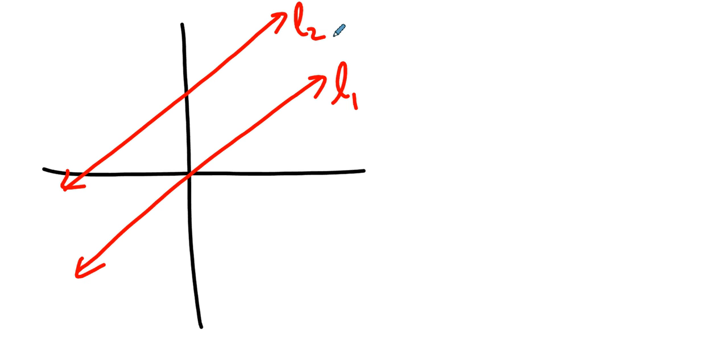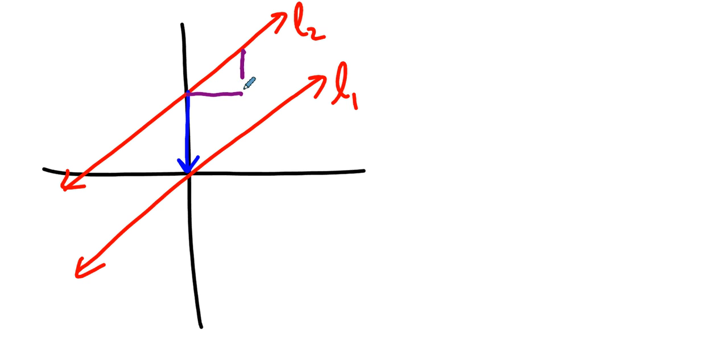With slightly more sophisticated students, we can use transformational language. We can argue that L1 is the image of L2 after a translation down. And we can argue that after a translation, slope doesn't change. It's not too hard to see.